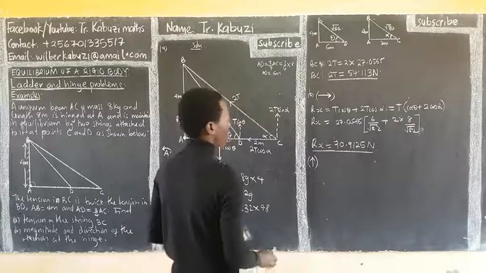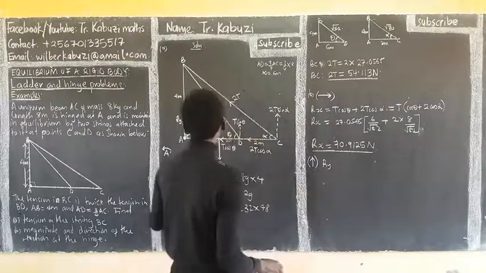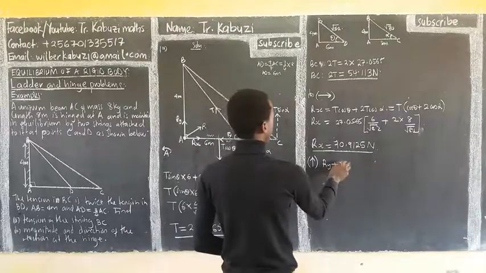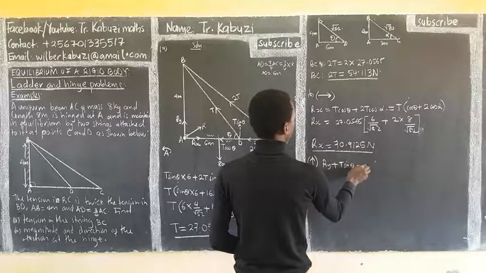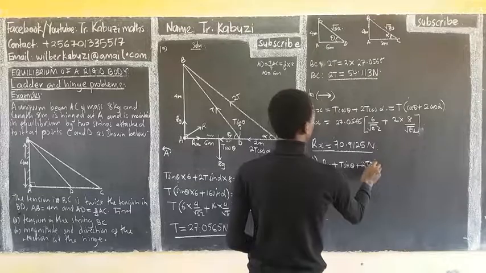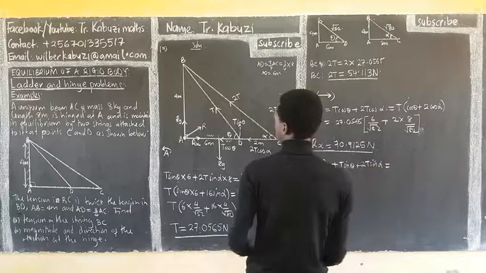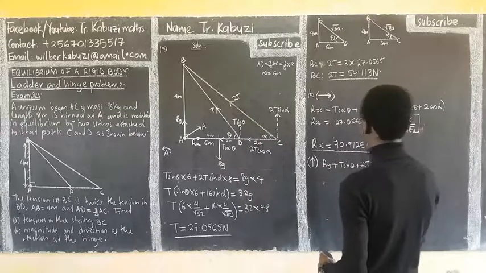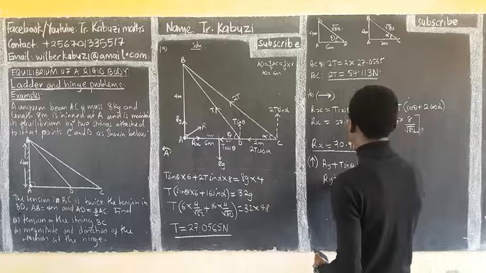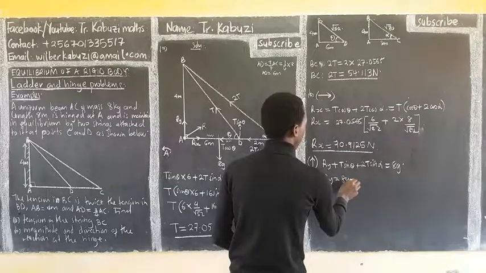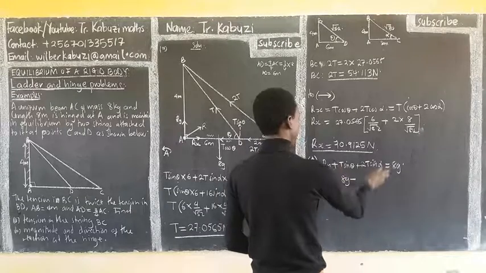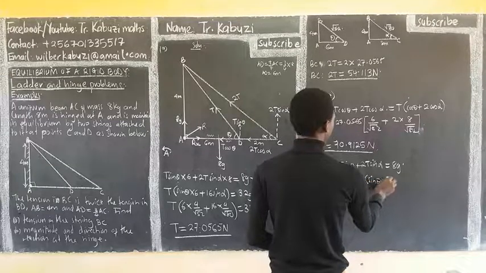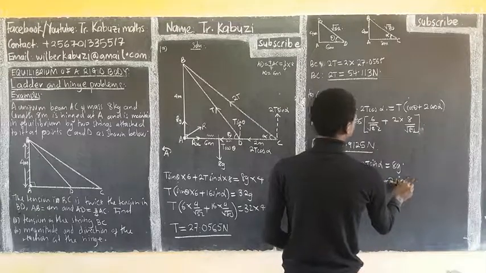After that's done, we resolve vertically so that we can get this Ry, the vertical component. Vertically we have this Ry, then plus T sin theta plus 2T sin alpha, equaling those acting downwards. We have only 8g. So our Ry is going to be equal to 8g minus, when I take this side, T common, sin theta plus 2 sin alpha.